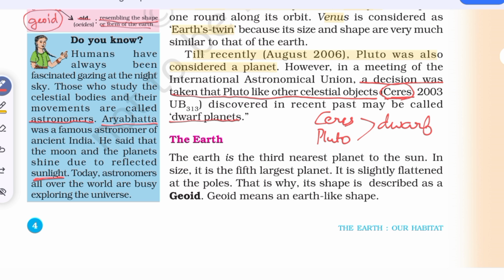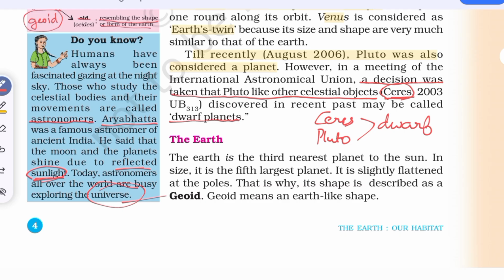I already told you the moon does not emit its own light. It shines by reflected sunlight. Today, astronomers all over the world are busy exploring the universe. They always try to explore more things in the universe.